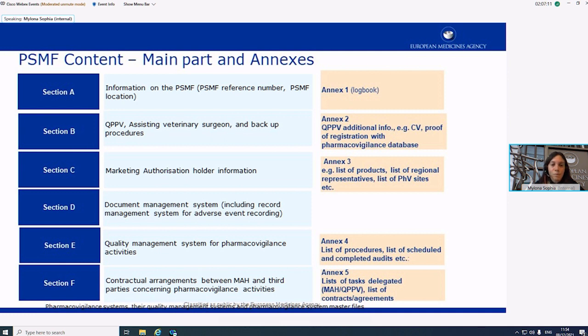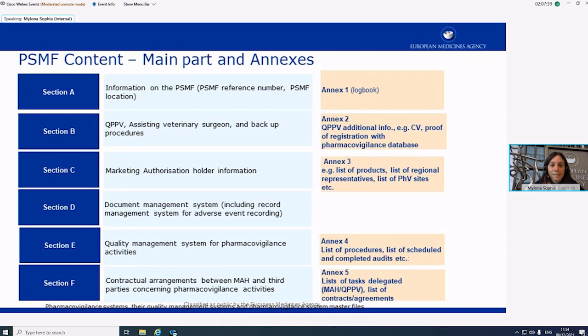But here you can see you have the sections in the main part in blue, and then you should have annexes. Now, what I would like to highlight is that the main part should be a description that is ideally clear and not changing very often. So it will be the key elements of your system. Somebody reading this should understand how you are organized.